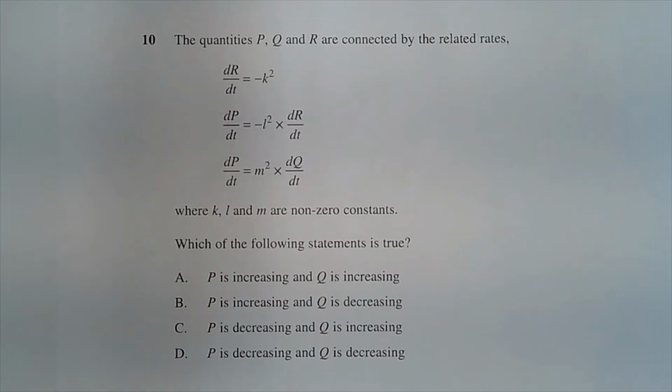Question 10. The quantities P, Q, and R are connected by the related rates dr/dt equals negative k squared, dp/dt equals negative l squared multiplied by dr/dt, and dp/dt equals m squared multiplied by dq/dt, where k, l, and m are non-zero constants. Which of the following statements is true?